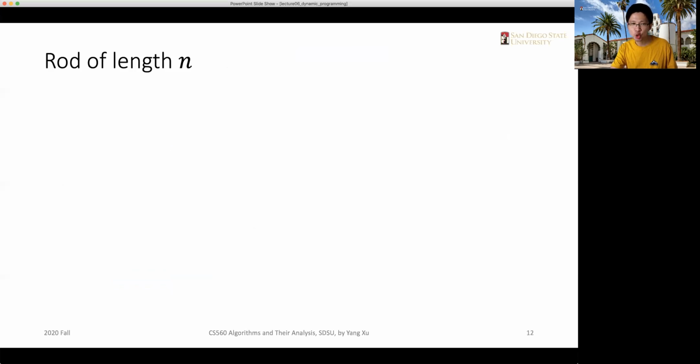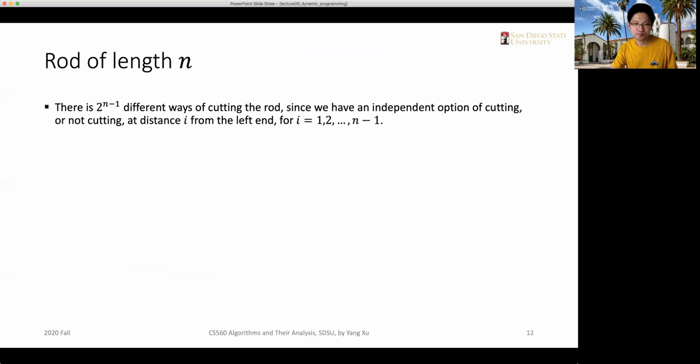Okay, so for an input of length n, which is more general, then we can do the analogy. There are 2 to the power of n minus 1 different ways of cutting a rod. Okay, because we have that n minus 1 places that we can choose to cut or not.